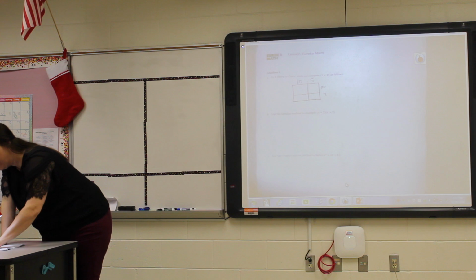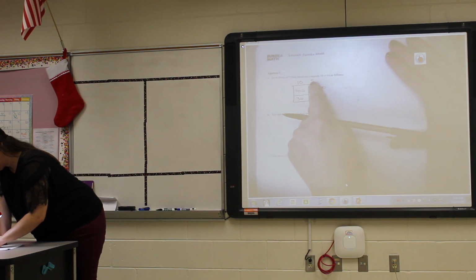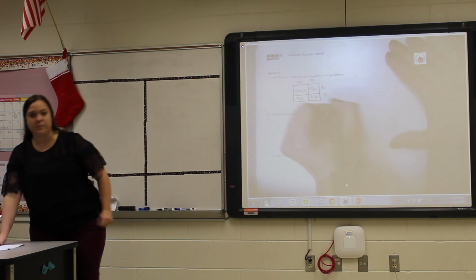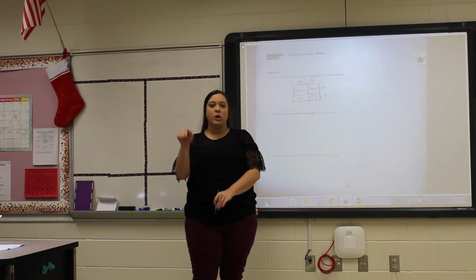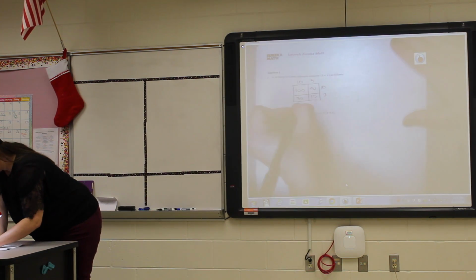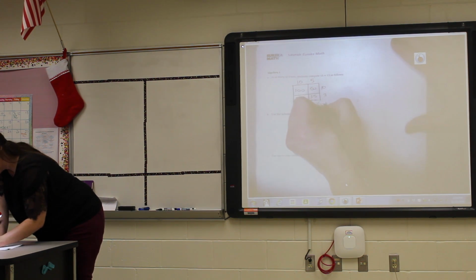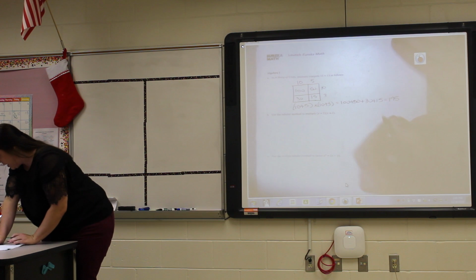When completing this, we're going to start with this 10. 10 times 10 is 100. 10 times 3 is 30. 5 times 10 is 50. And 5 times 3 is 15. Once we have the partial products filled in, then we can add them up, showing that 10 plus 5, which is 15, times 10 plus 3, which is 13, is equal to 100 plus 50 plus 30 plus 15, giving me 195.